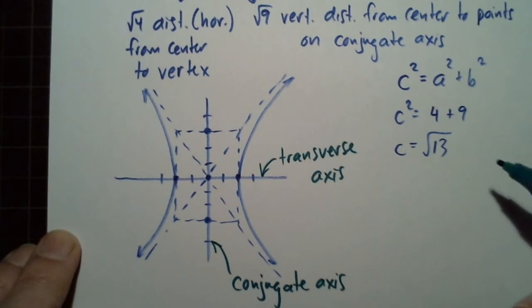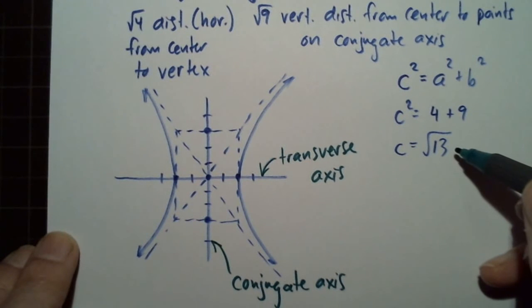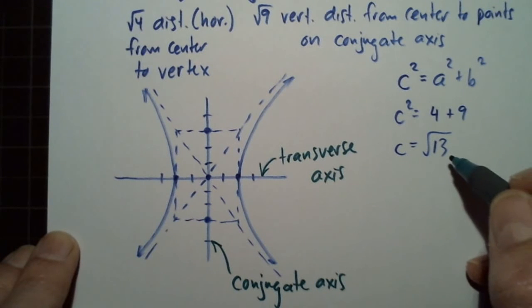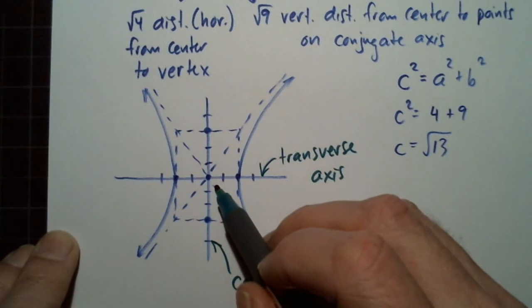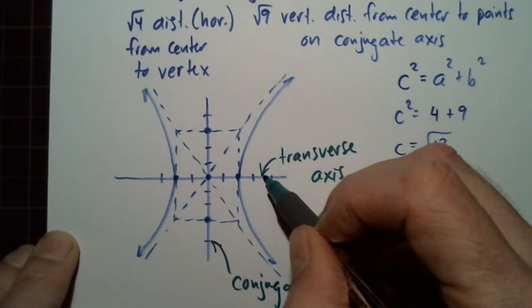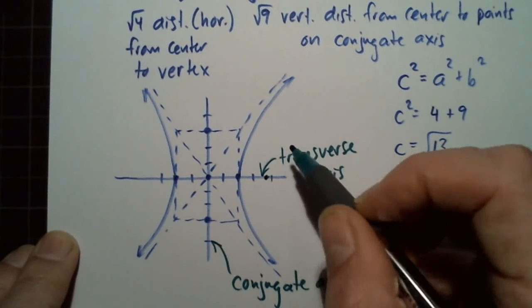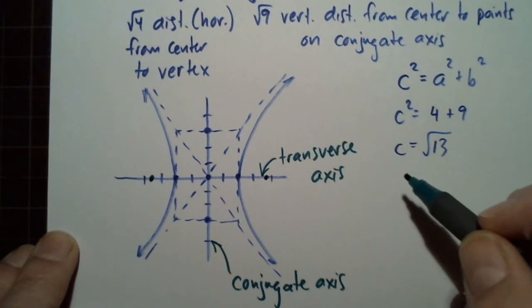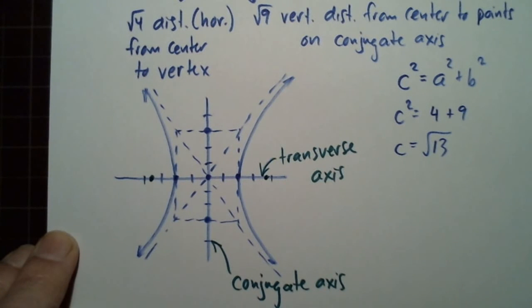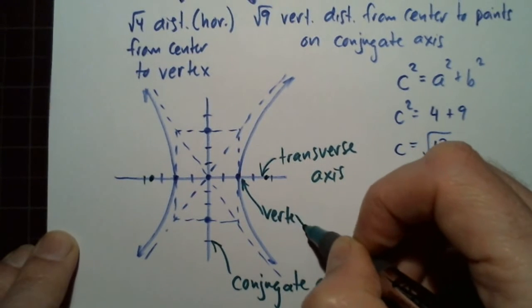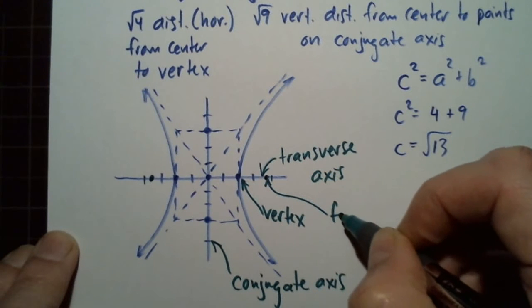And c is radical 13. That's the distance to the foci from the center. And this is between 3 and 4. So we're just going to move 1, 2, 3, a little bit beyond 3. Focus. There's another focus. So that's a vertex, focus.